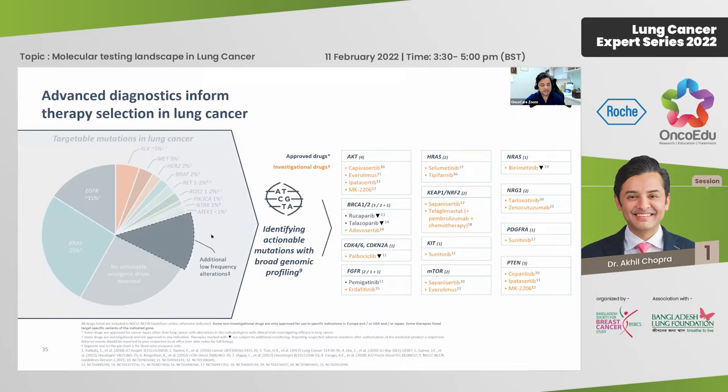And there is still another small category in the group that has no actionable driver mutation, where we may find low frequency alterations such as AKT, HRAS, BRCA, etc., where drugs are again in development. Quite likely in the near future, this part of the pie chart will also have drugs that can be used to treat our patients.